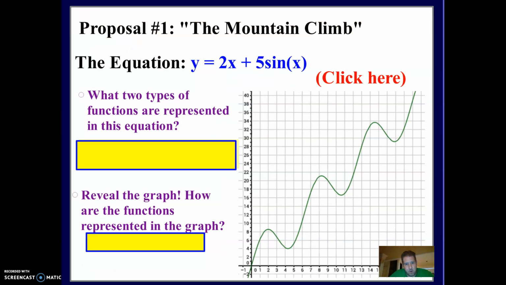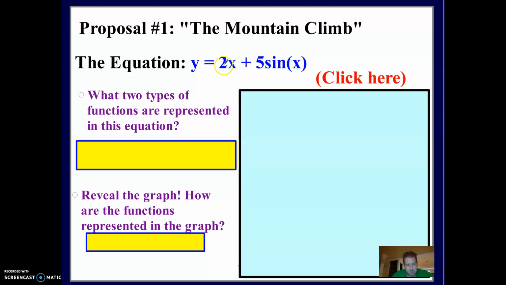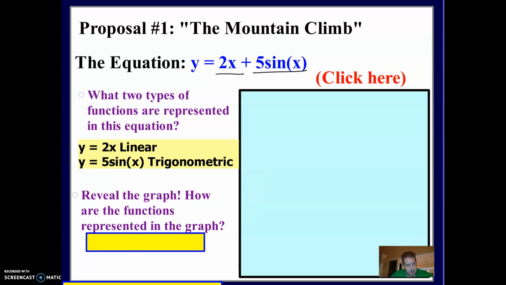All right, so we're going to look at some more examples here. What two types of functions do you see? I see a linear piece and I also see a trigonometric piece.